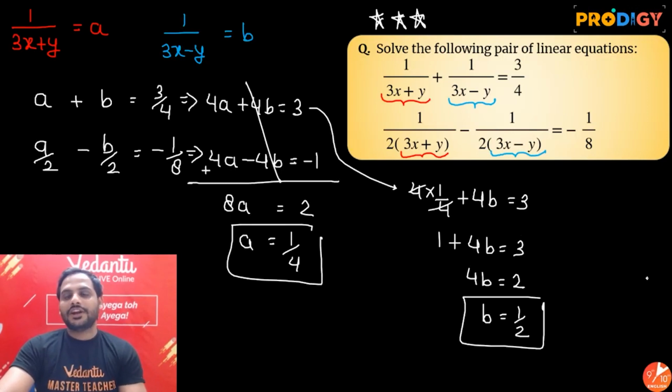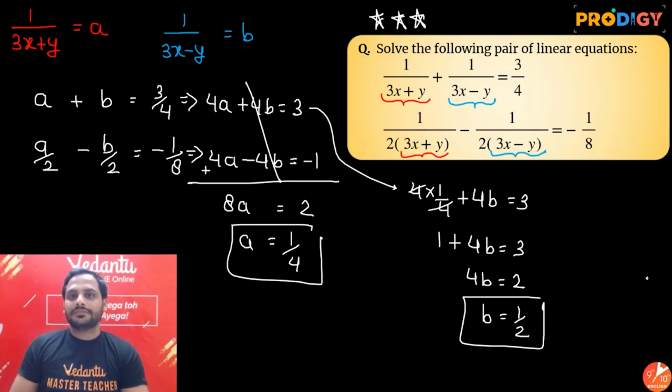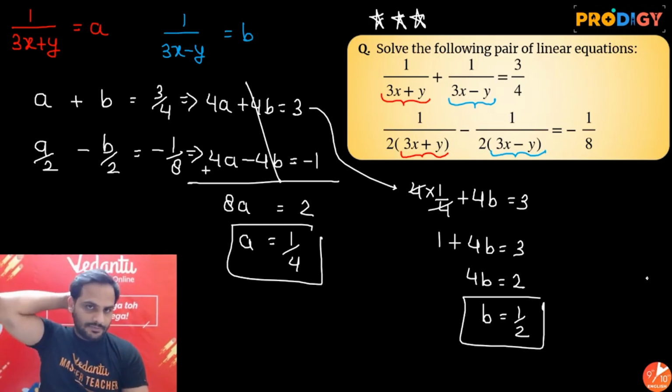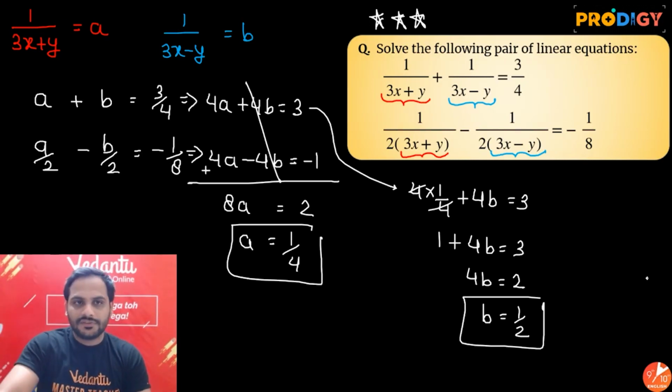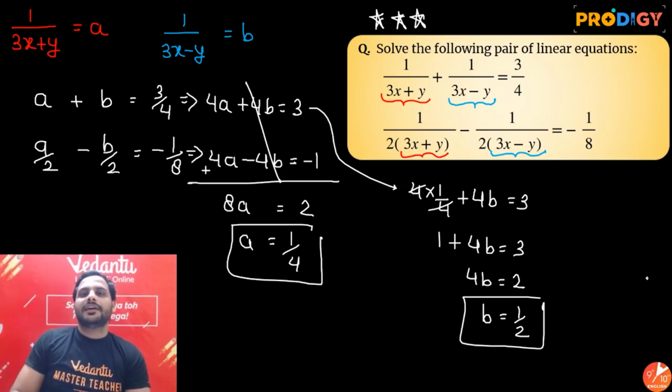Now beta see, these kind of equations we will be solving in tomorrow's class in the word problems, okay? Or in the next class word problems we will be making these kind of equations. So it is very important to understand. So 2 times we are solving the equation. First I have taken 1 upon 3x plus y as a, 1 upon 3x minus y as b. Remember, I am not taking 3x plus y as a, I am taking 1 upon 3x plus y as a, 1 upon 3x minus y as b.